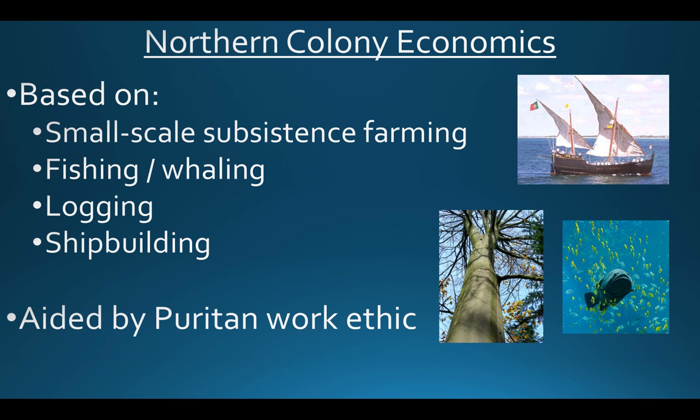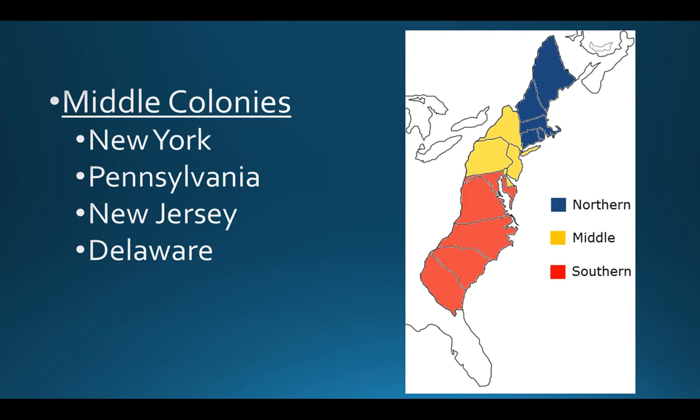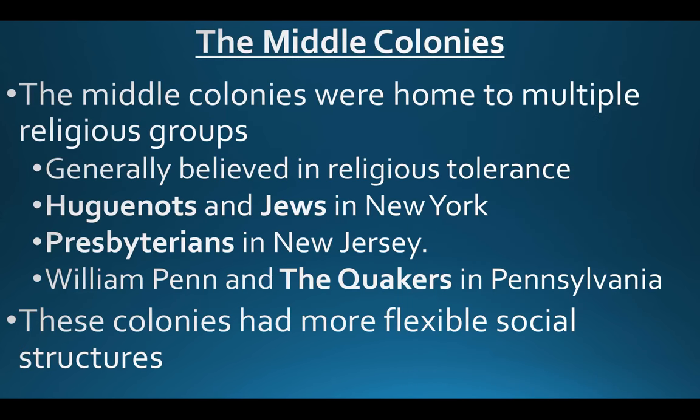And all these people are going to be aided by what's considered this Puritan work ethic, and they're all going to be extremely hard workers, working to build a great life for themselves and to continue this ongoing. So now looking at the middle colonies, you have New York, Pennsylvania, New Jersey, and Delaware, which you can see all in yellow there on our map.